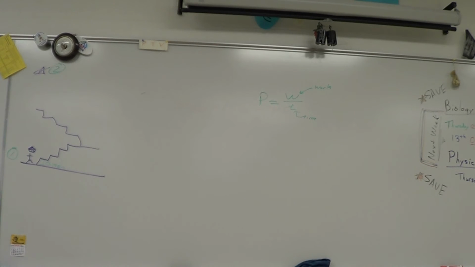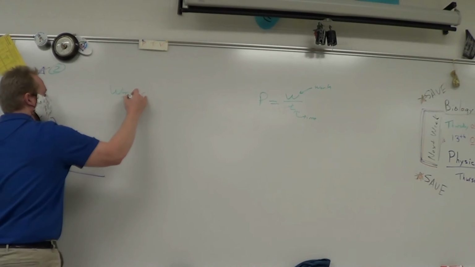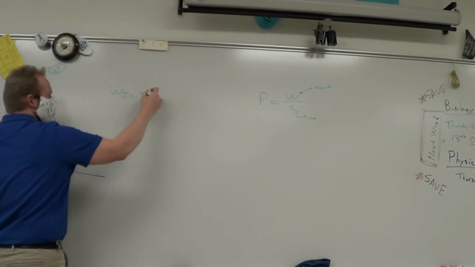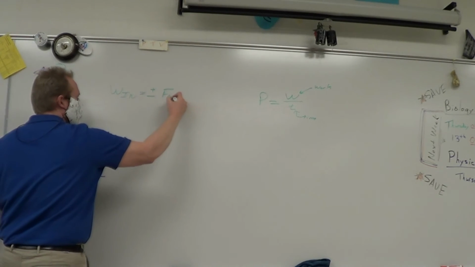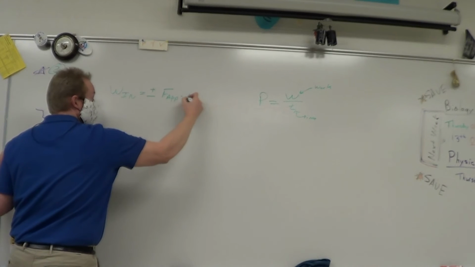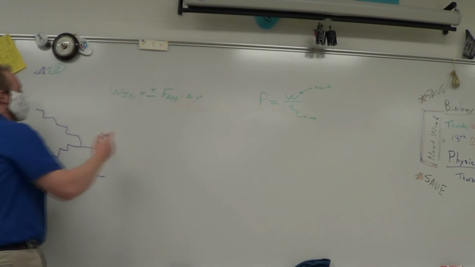So there's two ways we can find work. We could look at work in, which is equal to, I'm going to erase this in a second for the record, plus or minus our applied force times our displacement. Now, he's going up, so it would be a delta y. The potential problem with this is I don't know what the applied force is. So that option, not the best option.